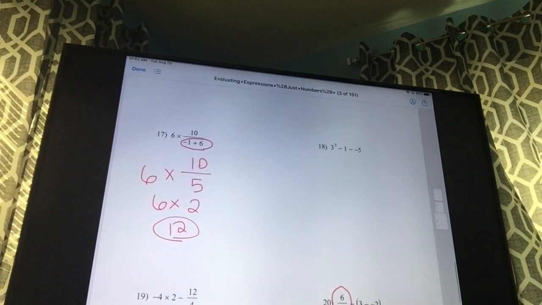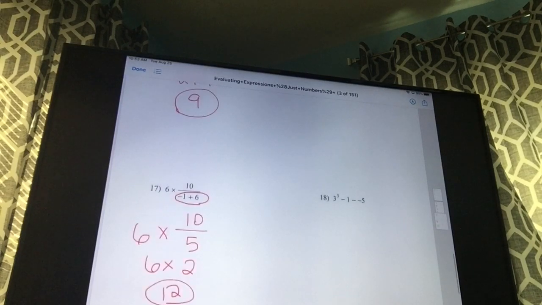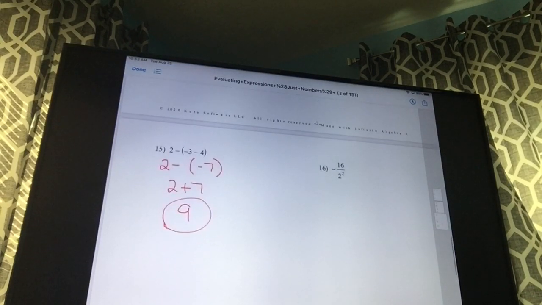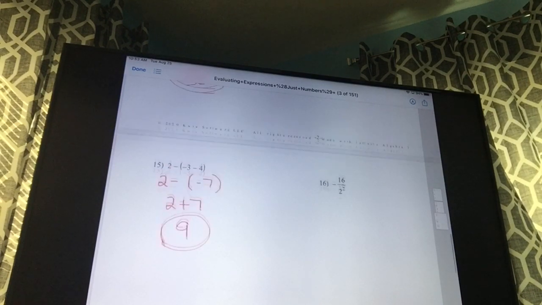18, 3 cubed, what's cubed mean? Times, yeah, 3 times the same number. Yeah, so it's going to be 3 times 3 times 3. Okay, you have to do that part first. So make sure you do that part first. 16, 2 squared is really 2 times 2. Okay, you need to do that and then deal with the fraction.